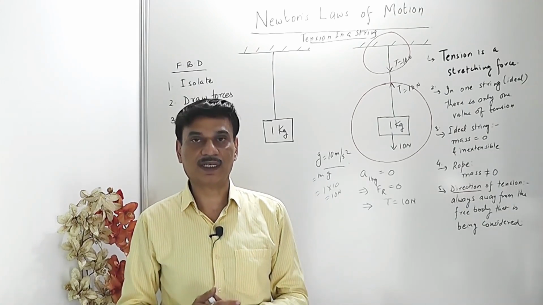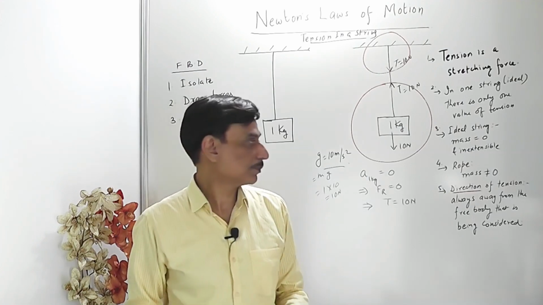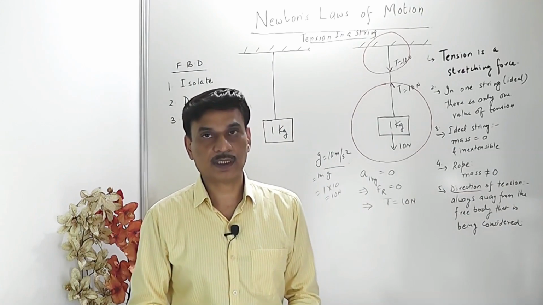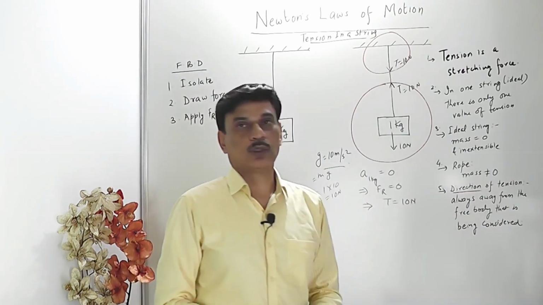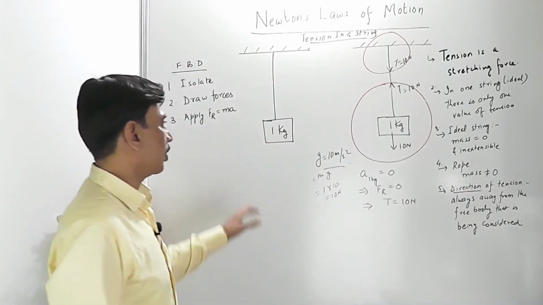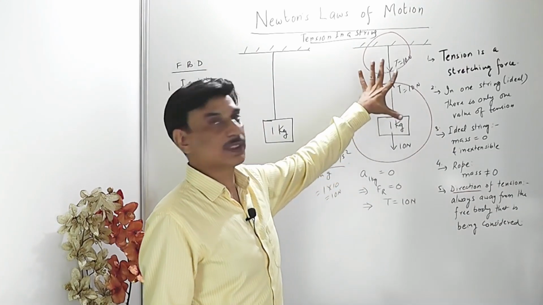When the rope is accelerating along with some blocks, then throughout its different cross sections, the tension could vary. The direction of tension is always away from the body. This is very important. Whenever you draw the direction of tension, you should be very clear. Whenever you isolate the body, especially when there are strings like this, you draw a circle, and tension is always away from the body.